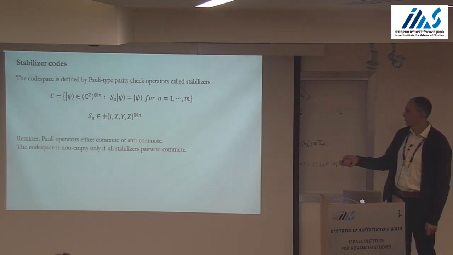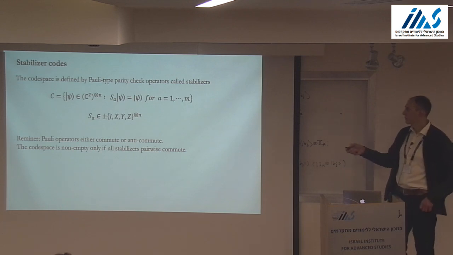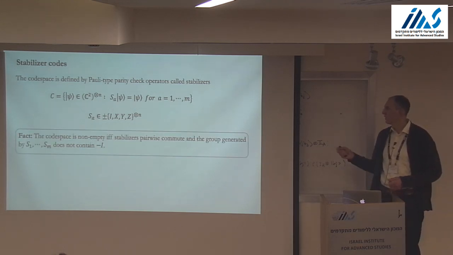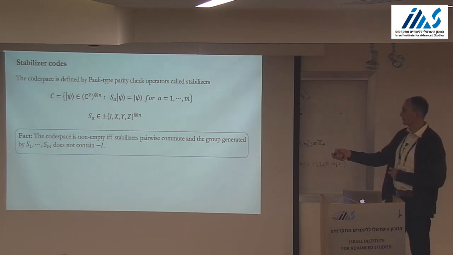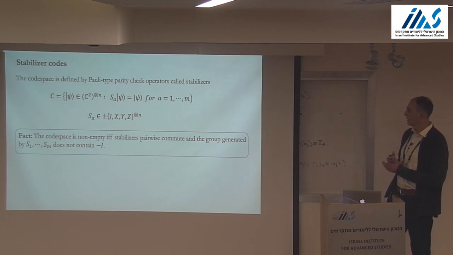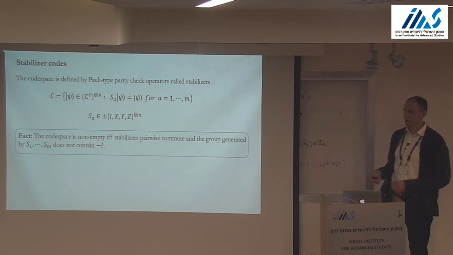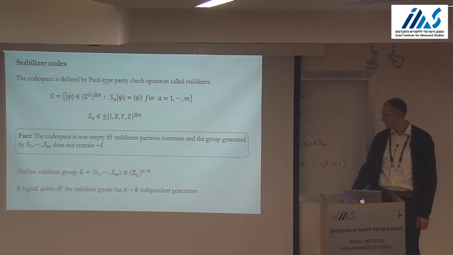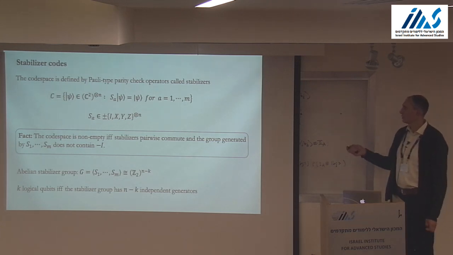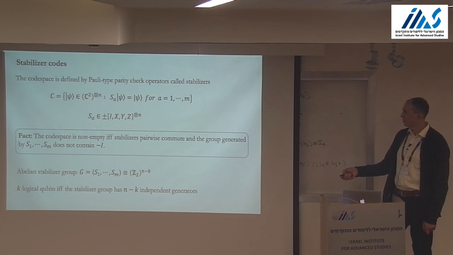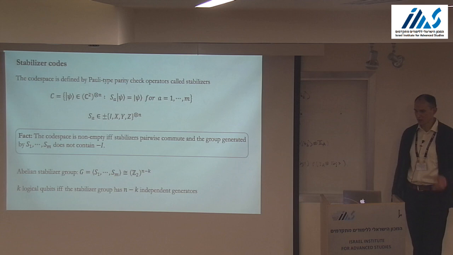And as I told you before, Pauli operators either commute or anti-commute, and it's easy to check that this code space is non-empty only if all stabilizers commute with each other. So it can be shown that this code space defined in terms of stabilizers is non-empty if and only if stabilizers pairwise commute, and the group generated by these stabilizers does not contain minus identity. So we can think about these stabilizer codes in terms of this abelian stabilizer group generated by stabilizers, and the number of logical qubits is simply related to the size of this stabilizer group, as shown here.